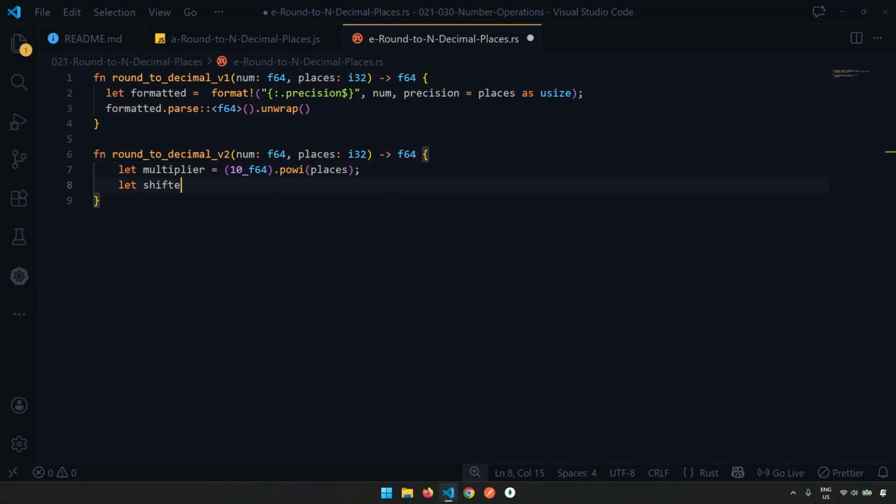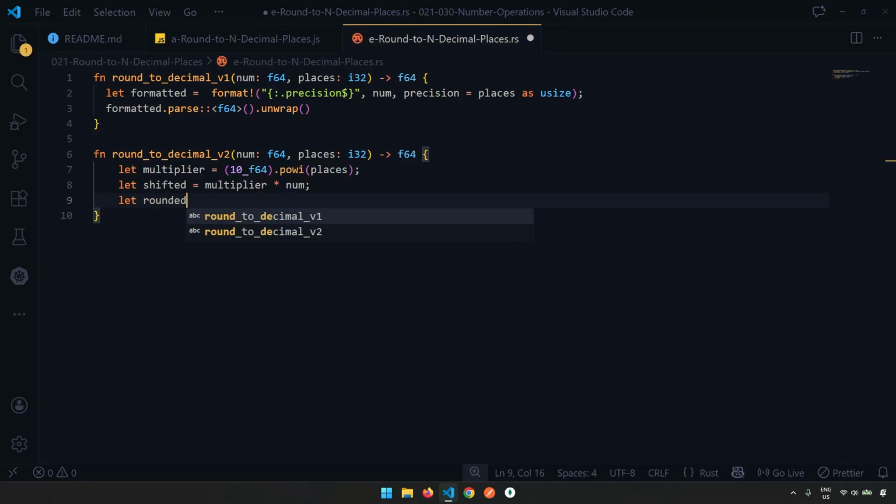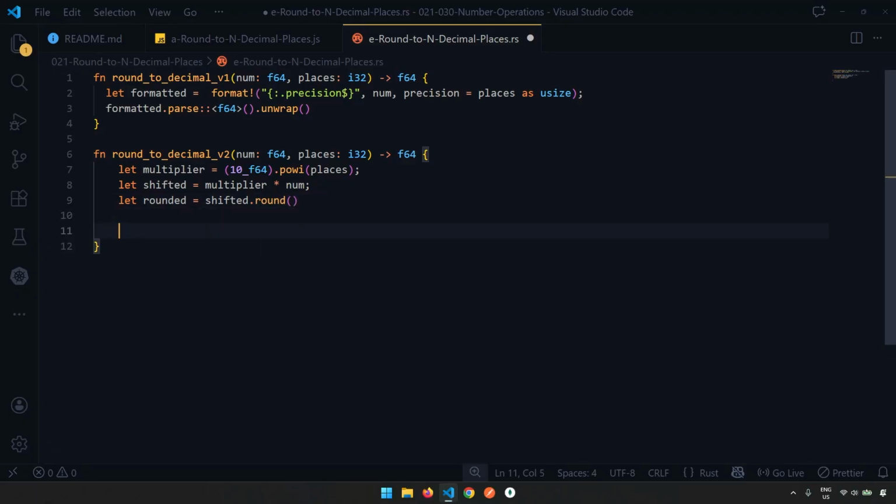Then what we did was we shifted this. And how did we do that? We selected the multiplier and we multiplied that by the number. And now this shifted contains the number as a whole, as well as the decimal places, and then point something else. And then that point something else, we need to take a look at that if we need to round that up. So that's going to be rounded. We have shifted. In here, we do have the same method as Python, round, which is going to round this up. And finally, we divide rounded by multiplier. And that's it.